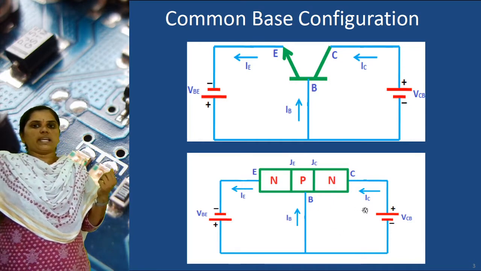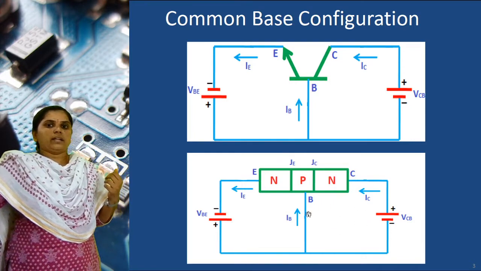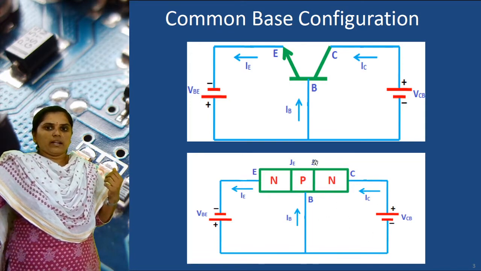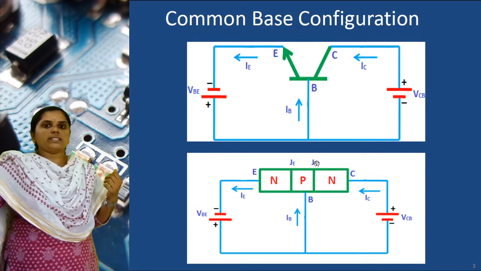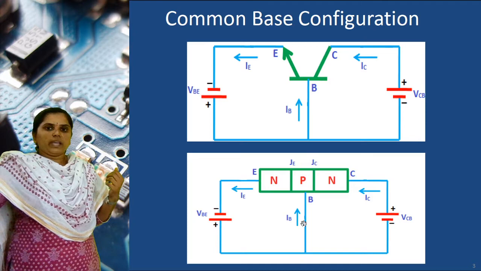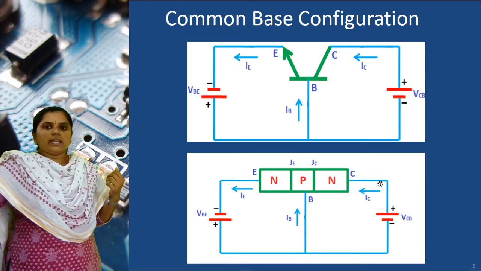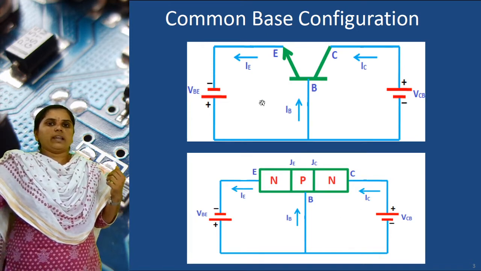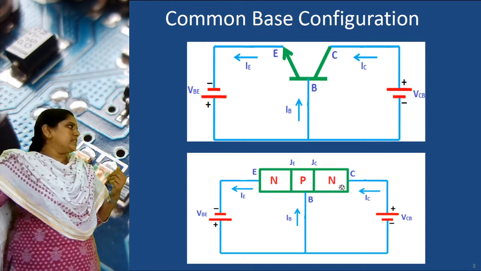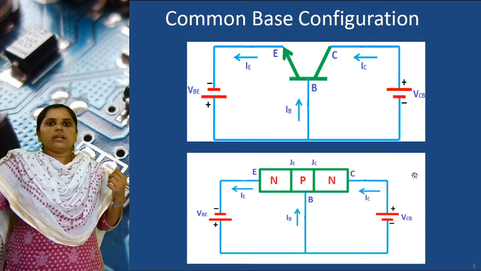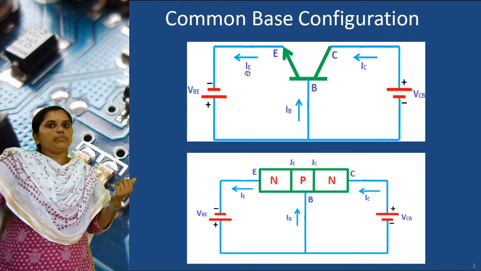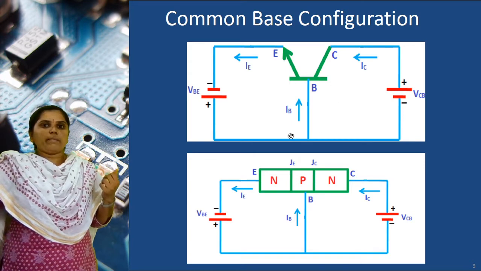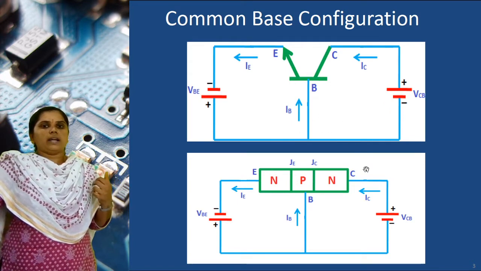Next, the collector base junction is in reverse bias. This PN collector base junction is also called the collector junction. Here P is connected to the negative terminal and N is connected to the positive terminal, so it is reverse bias. Is it clear? This is the common base configuration circuit diagram. The input current is IE, the output current is IC, the common terminal is the base terminal, and the base current is IB.